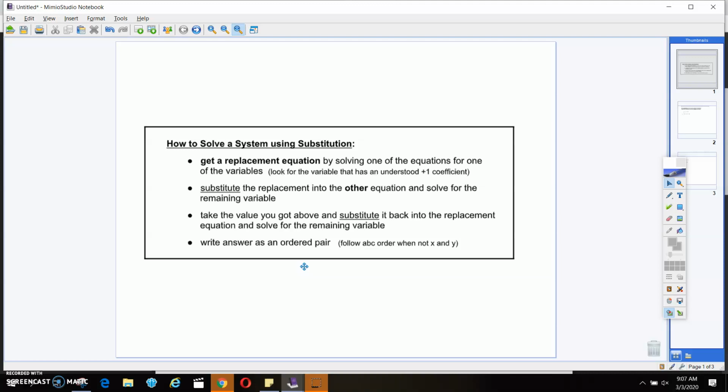Okay, so the first thing you want to do when using substitution is get a replacement equation by solving one of the equations. You're going to substitute it back in, then solve for the remaining variable, and then write the answer as an ordered pair.